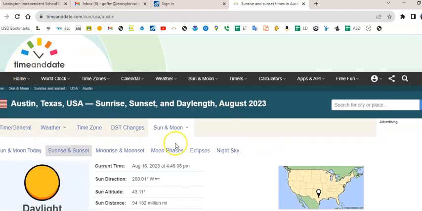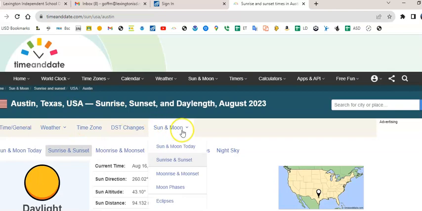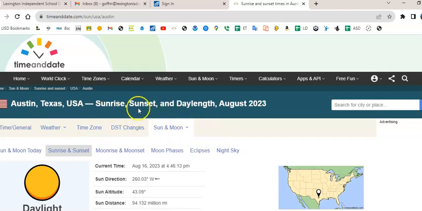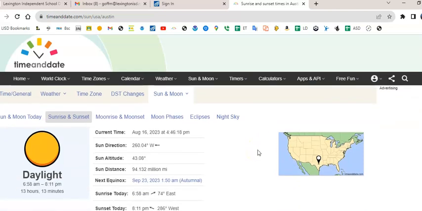Now, it gives you this set of information. It tells you you're in Austin, Texas, USA, and it's going to give you the sunrise, sunset, day length, all of that for August. So right away, it's daylight right now. Sunrise was at 6:58. Sunset tonight will be at 8:11. Today, the day I'm making this recording, is August 16th, 2023. The current time right now while I'm making the recording is 4:46.